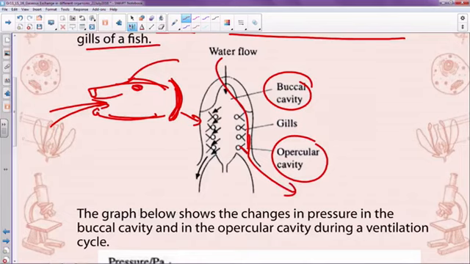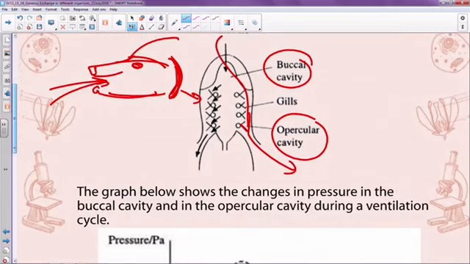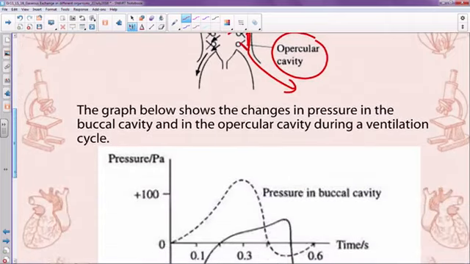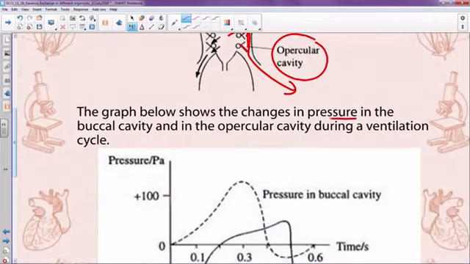So here you're finding the exchange of gases between the blood in the gills and the water that is passing over the gills. In that mechanism we're removing the carbon dioxide. The graph below shows the changes in pressure in the buccal cavity and in the opercular cavity during a ventilation cycle.